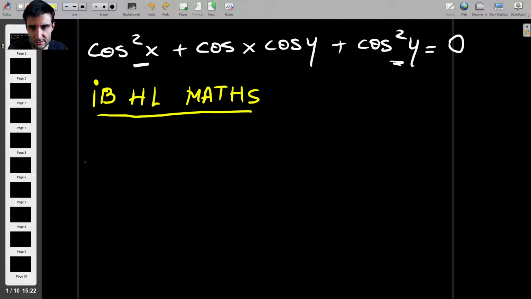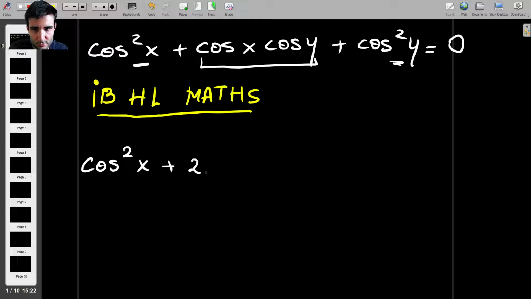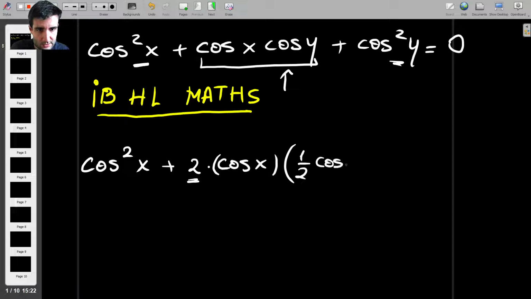So let's try this. So we will write cosine squared of x. Now, for the second term, I will write it like this. So this is going to be 2 multiplied by cosine of x. And instead of just cosine of y, if we multiply with a 2, now I have to multiply with a half or divide by 2, right? So this is going to now be 1/2 cosine of y. So why would we do that? Well, let's have a look.